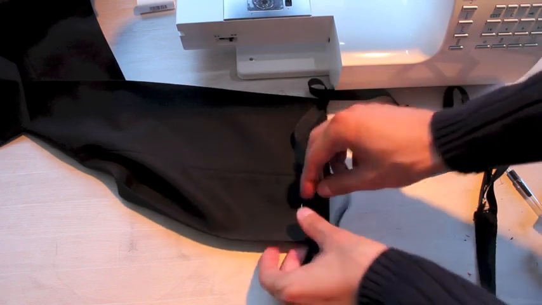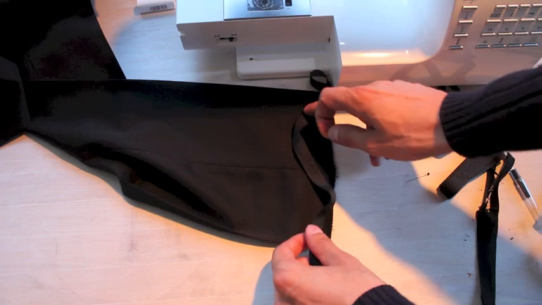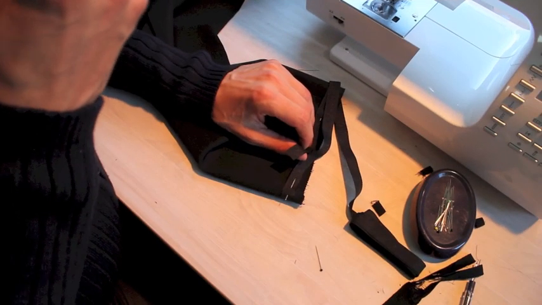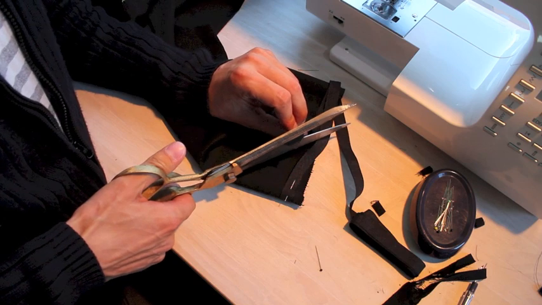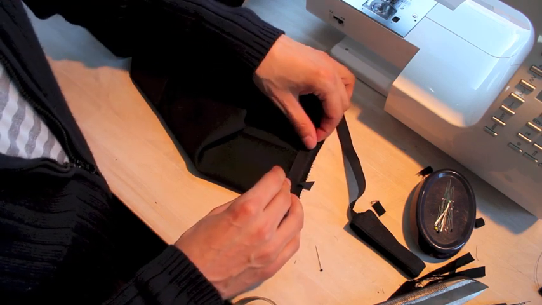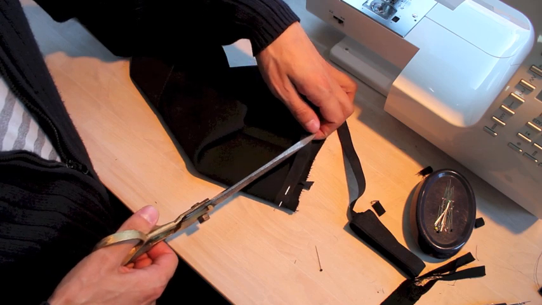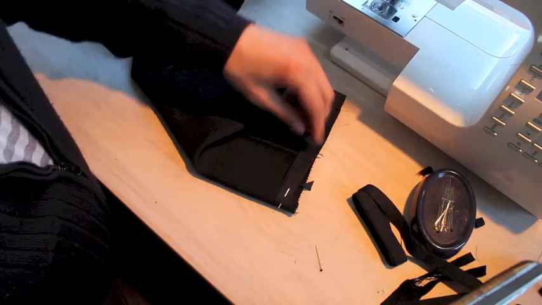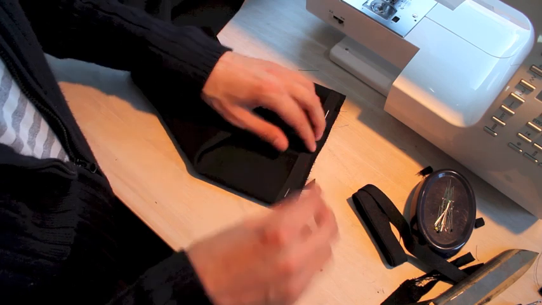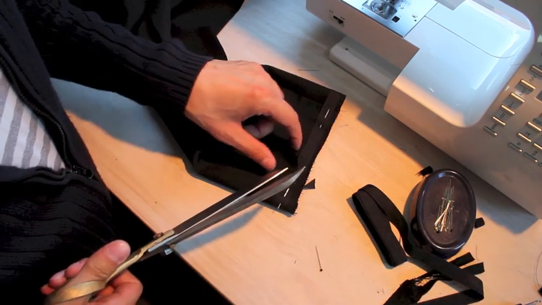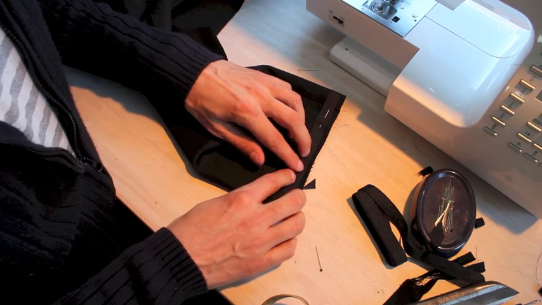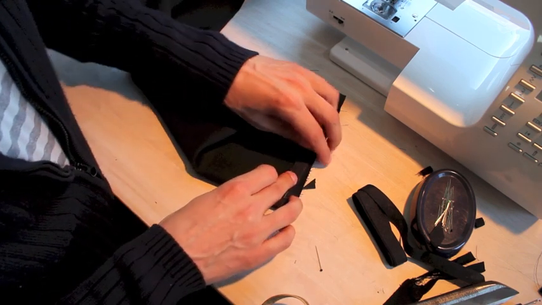Okay, so what I'm going to start to do is pin this ribbon on the trousers all the way around. We're going to overlap the ribbon a bit and cut it under an angle, like that. Make sure it doesn't overlap over the crease in your leg, because that will make it harder for the crease to stand nice and sharp.